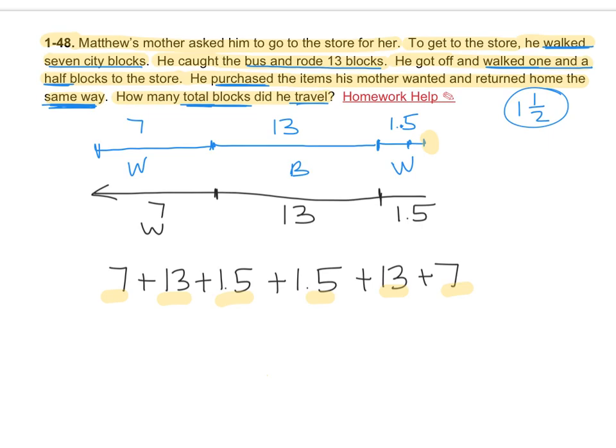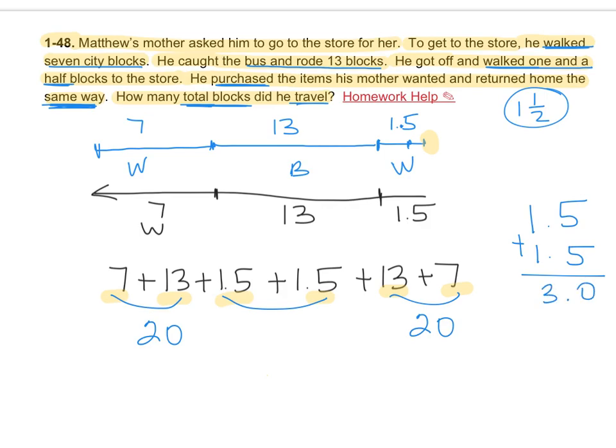Now I like to group my numbers. I see a 20 here, and of course a 20 here, so I'm just combining the numbers that make sense to me. Also 1.5 and 1.5, you could use mental math or on the side. So I have 3 whole numbers, or 3.0, so I'm grouping them based on numbers that I see. And then right now I have total blocks walked is 43.